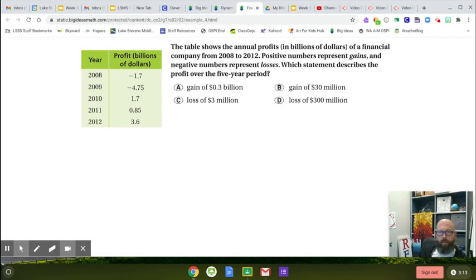Right, 7th graders, we're back. This is example 4 on 2.2, and we got these hated story problems with graphs and tables. Let's take a look and see if we can make it easier on ourselves.